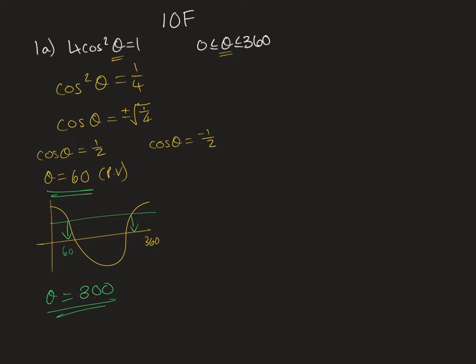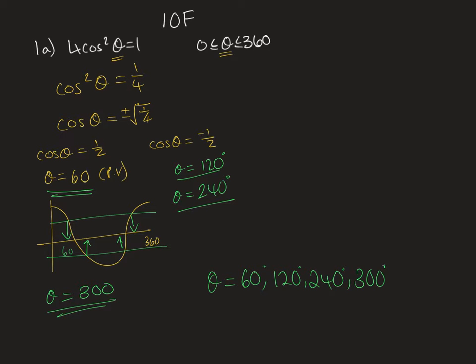I then need to do the same for when cos theta is negative 1/2. So inverse cos of negative 1/2 is 120 degrees. That's down here. And then to find the other solution within that range, I need to do 360 take away 120, which is 240 degrees. And those are my 4 solutions within the range 0 to 360. It's always nice to just set it out neatly at the end, list them in numerical order, so 60, 120, 240 and 300 degrees.